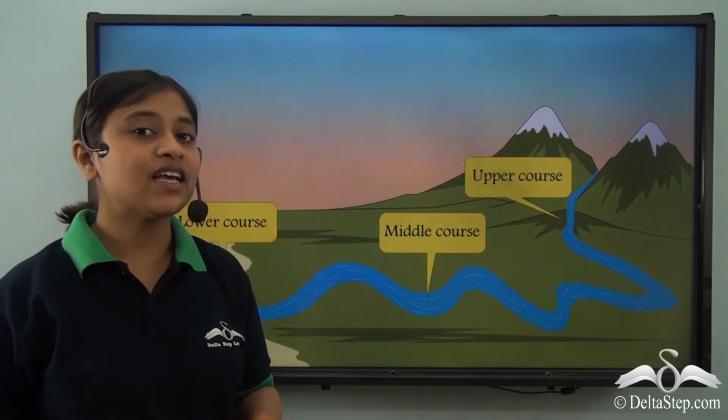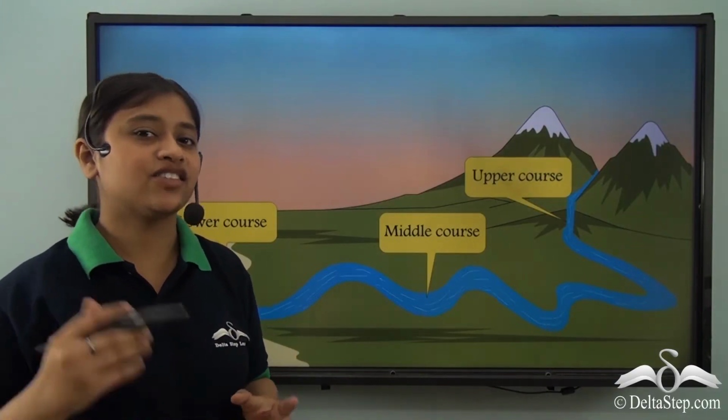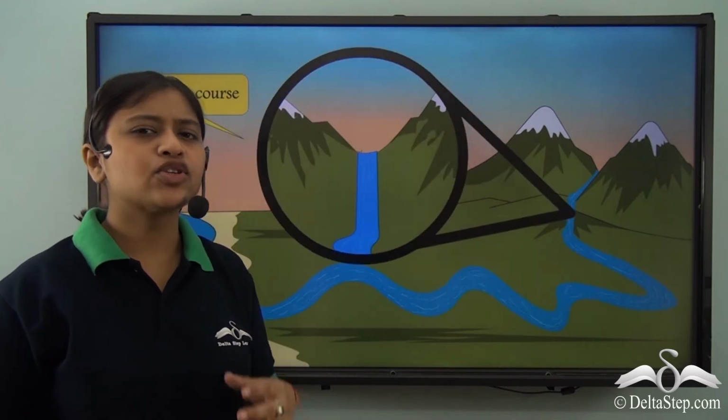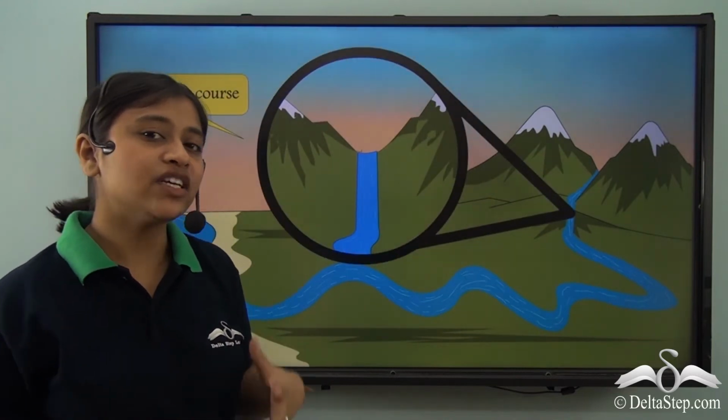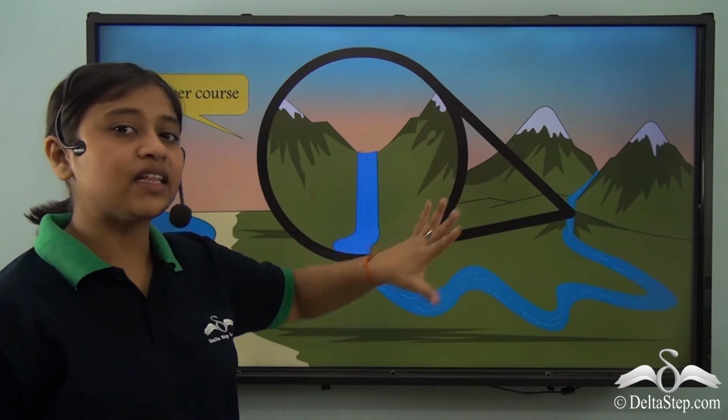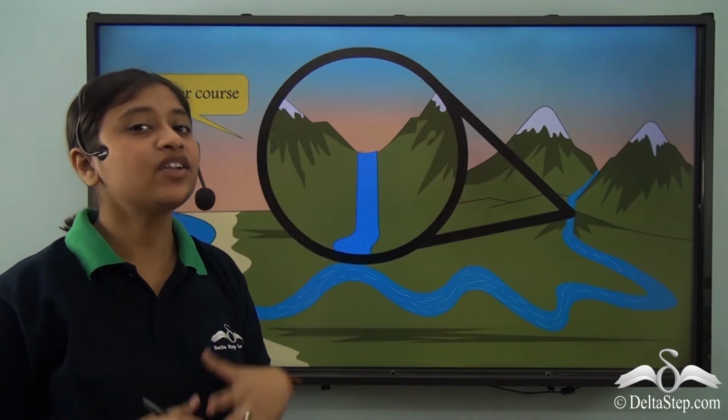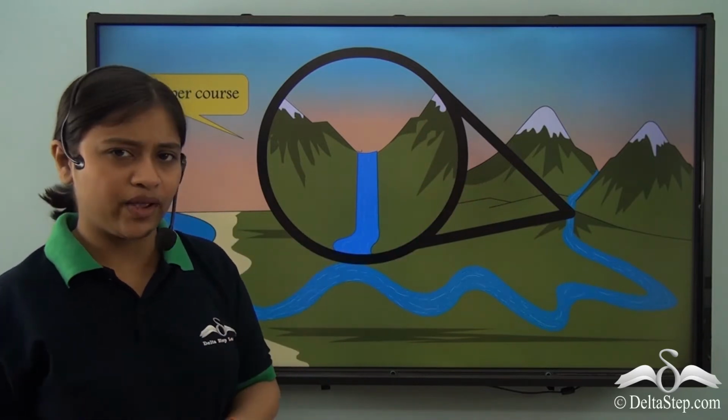We know that rivers are important water bodies. It has a source and a mouth. So today we will learn that it has three courses. The first being the upper course, that is where it originates or starts flowing.